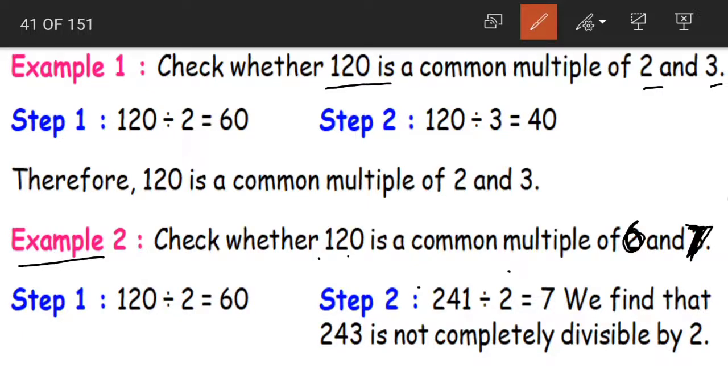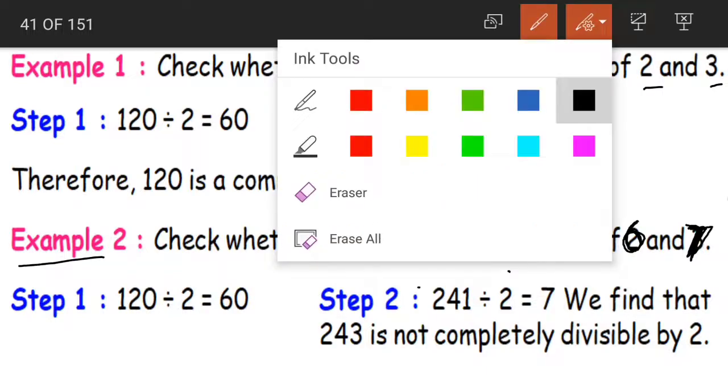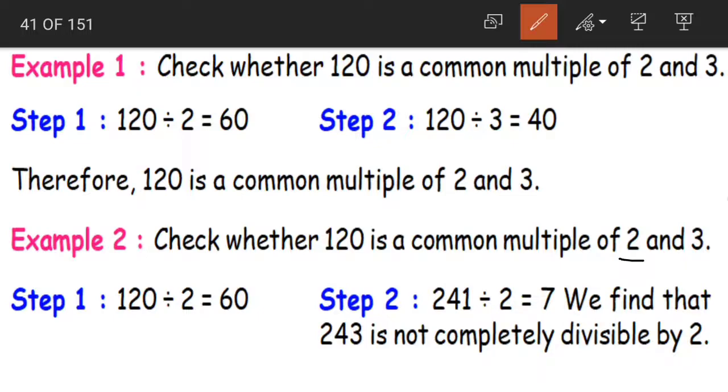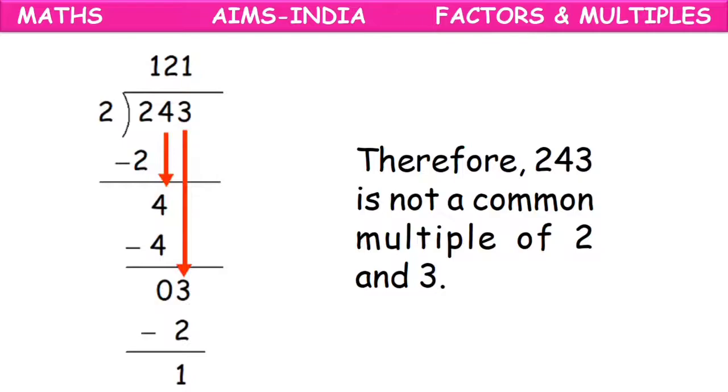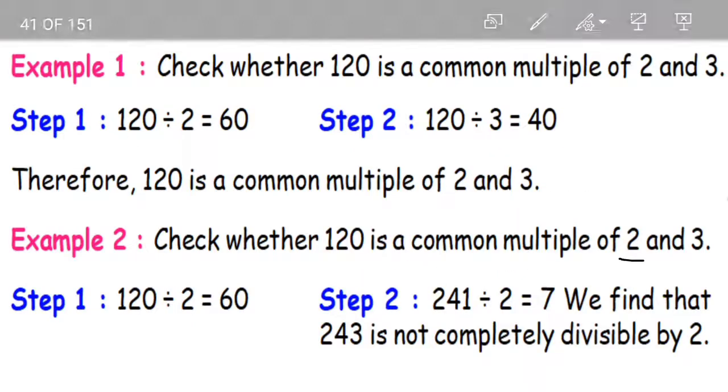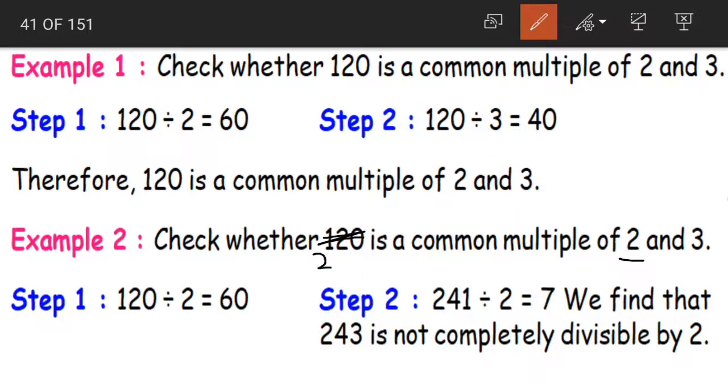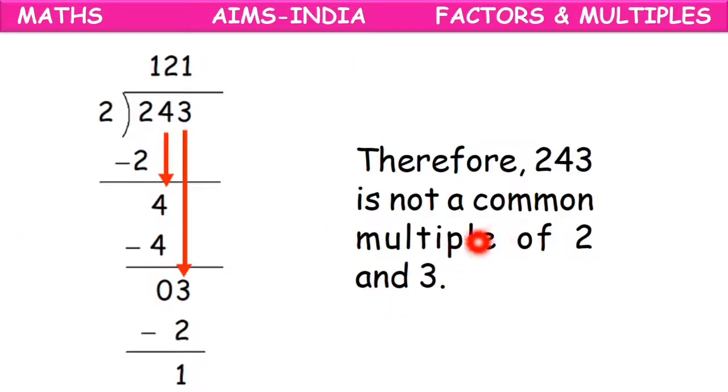is a common multiple of 6 and 7. What is this, children? Sorry, actually it was 120 is a common multiple of 2 and 3, but it's the same question repeated. 243. Acha, see, the question was check whether 243 is a common multiple of 2 and 3. It's not 120, it is 243. What should we check? Whether 243 is a common multiple of both 2 and 3 or not.